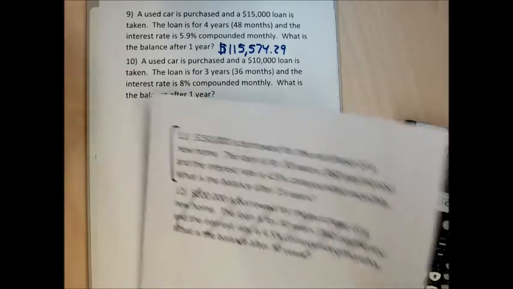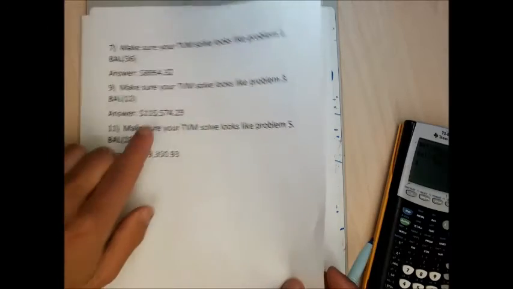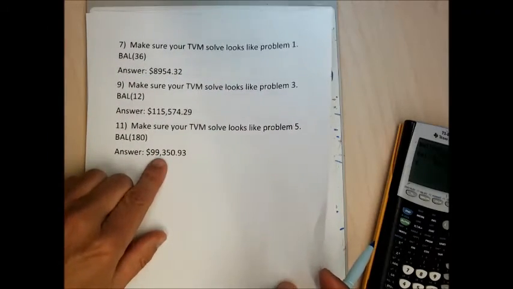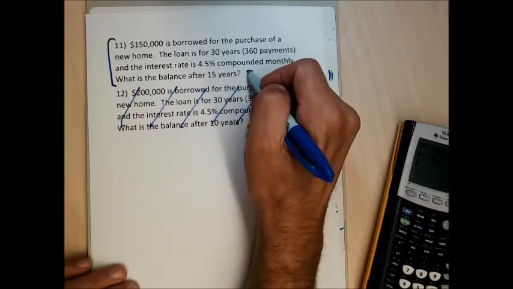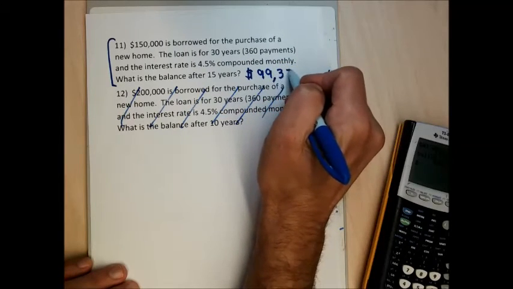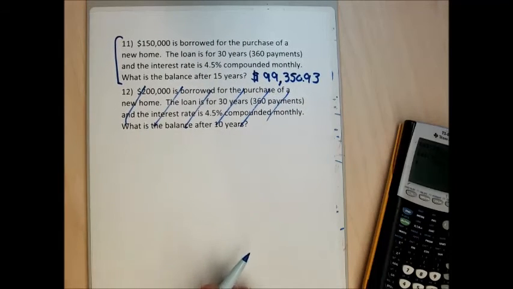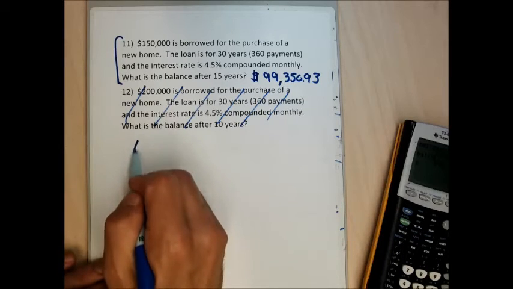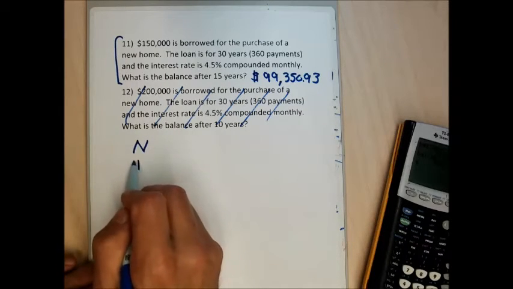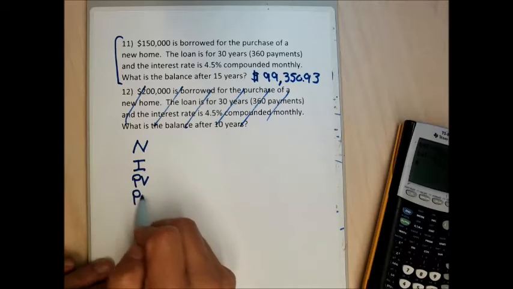So assuming you just got problem 9 done, you can do problem 11 without me. If you do problem 11 and get $99,350.93, then don't watch me do your problem 11. If you didn't get it, watch me do it. So as I go through problem 11, the first thing I'm going to need to do is get this loan in my Tvm Solver.